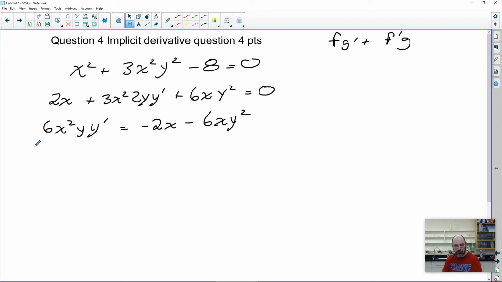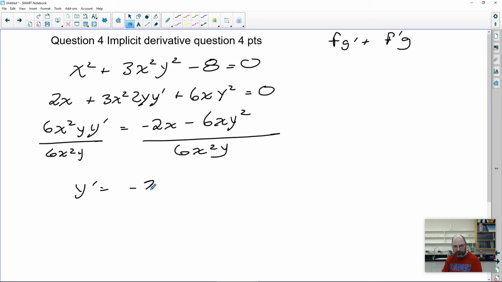So then we do 6x squared y. Now we can reduce a 2 out of all of them, and we can reduce an x out of all of them because of the way it is set up here. So y prime equals negative 2x minus 6x y squared over 6x squared y.